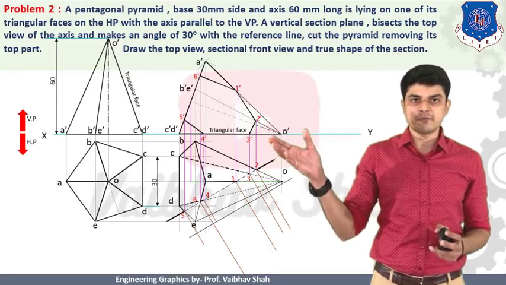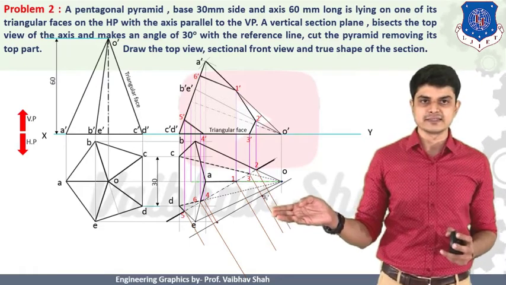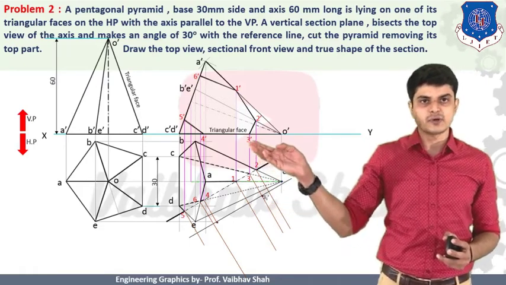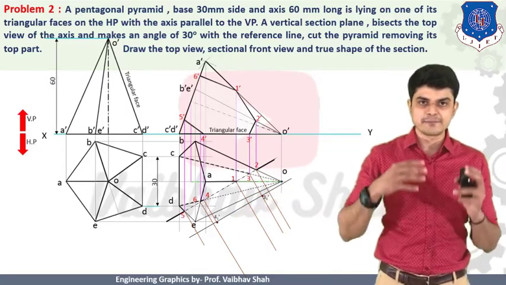So here we know that point 3 dash is onto the xy line itself. So let us define point 3 onto the xy line like this. Then the point 4 dash is also on the xy line. So we will be defining here point 4.